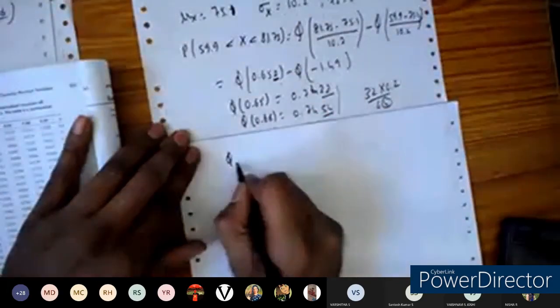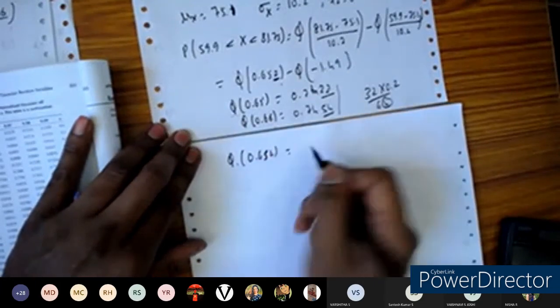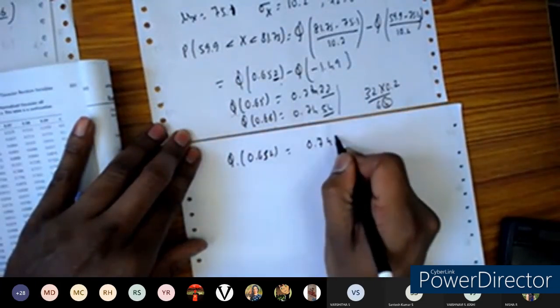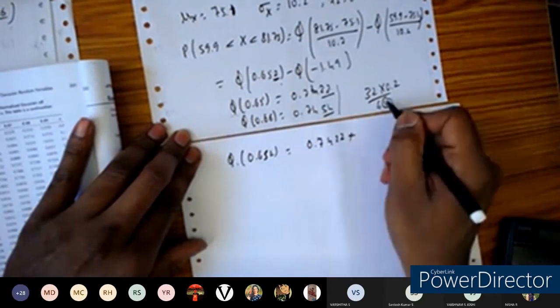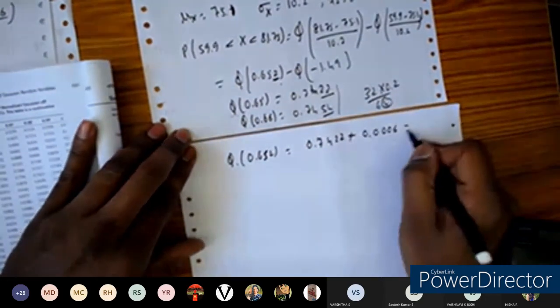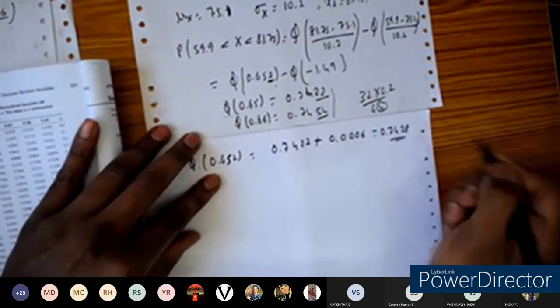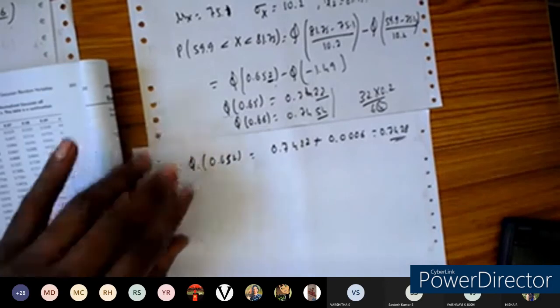So 0.652 can be taken as 0.7422 plus this value, 0.0006. So this will become 0.7428. Like this, we are going to use the concept here.